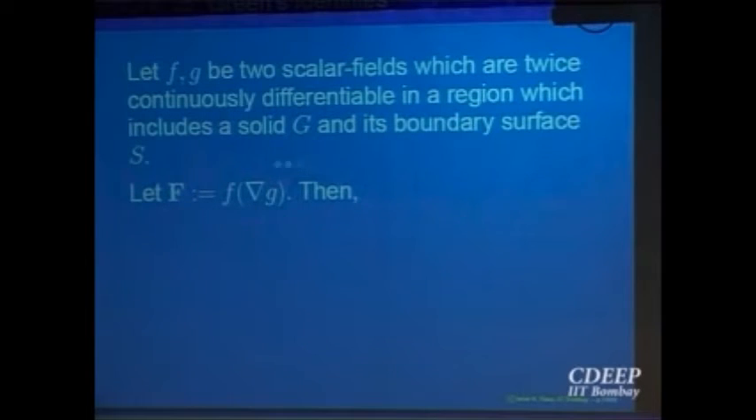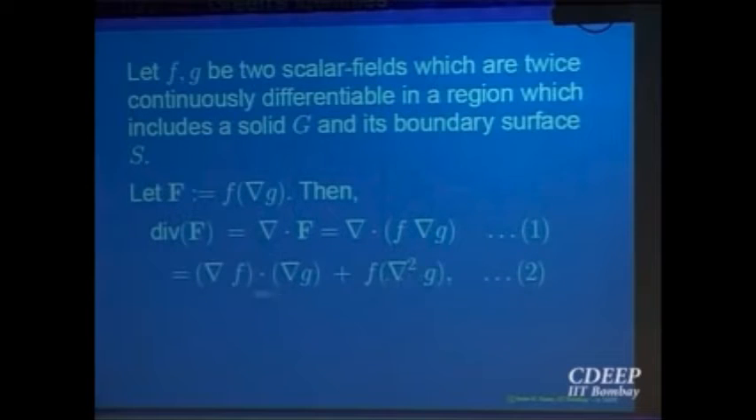So let us compute the divergence of this. What will be the divergence of this? It is del dot F, so it is F gradient of G, so it distributes over this. So it will be del F dot del G plus F times del square of G, using the formulas, the identities.